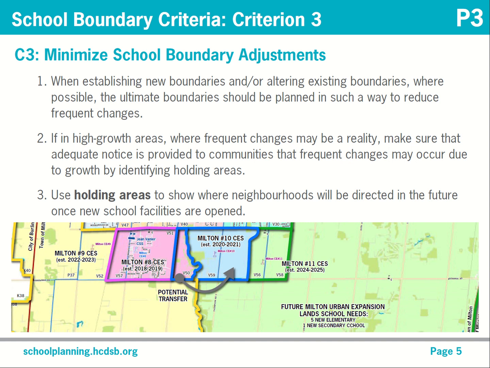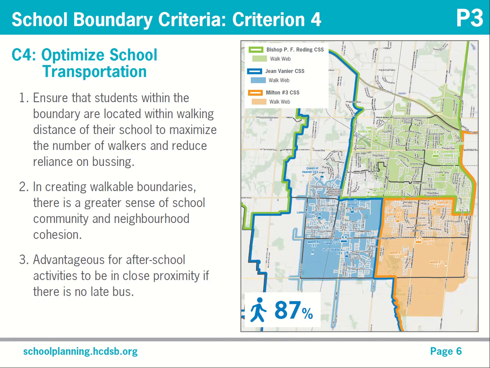Therefore, in order to advise communities well in advance of this happening, we are now identifying what we call holding areas, which are areas that are eventually going to be redirected to a new school once that school opens. We also try to ensure that we minimize the amount of impacts that are happening in a recurring basis to existing and established communities. The fourth criteria is to optimize school transportation.